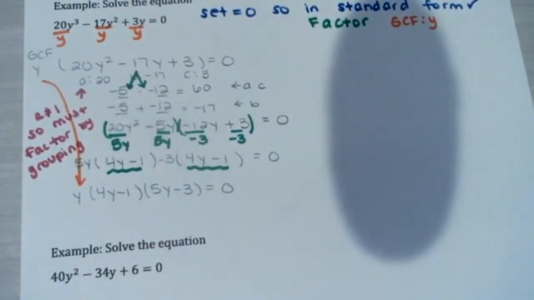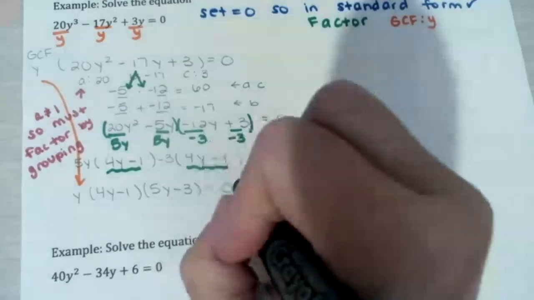So that's completely factored: y times 4y minus 1 times 5y minus 3 equals 0. Remember, if you were to multiply all three of those factors back together, you get back to your original problem. Now that we have it in factored form, let's go ahead and set each factor equal to 0 and solve.